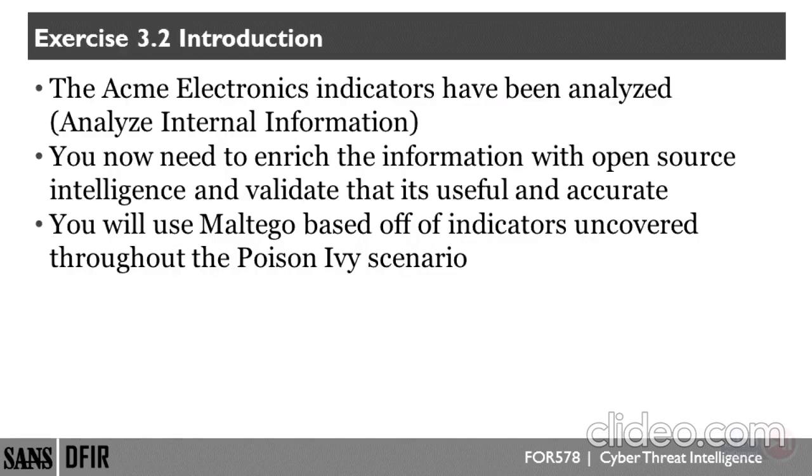Exercise 3.2, I've given you tons of data off of that Poison Ivy stuff, and you're going to go pivot around and find some new data. Really, what you're going to find is new malware samples. You'll find some new malware samples, and you'll find some personas of the adversaries behind the intrusion into Acme Electronics.